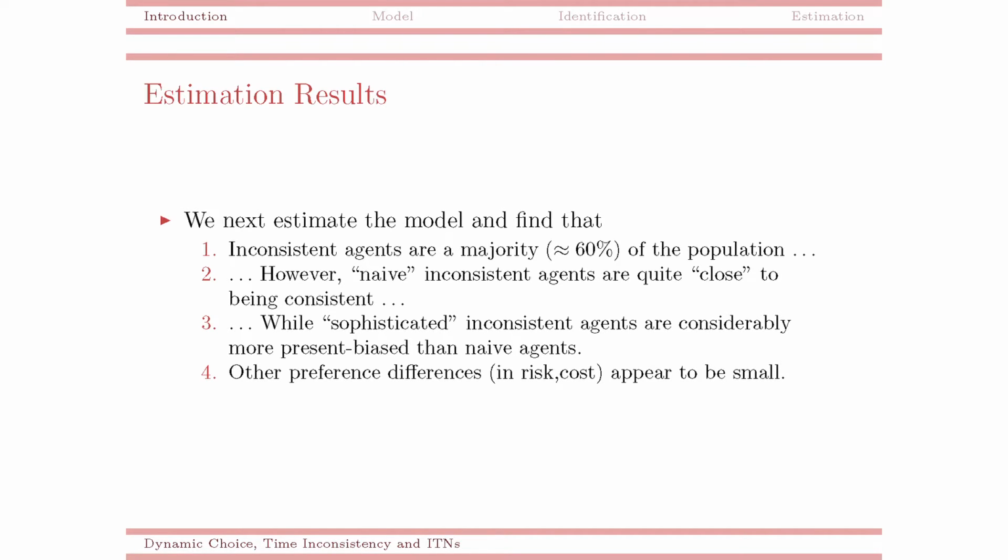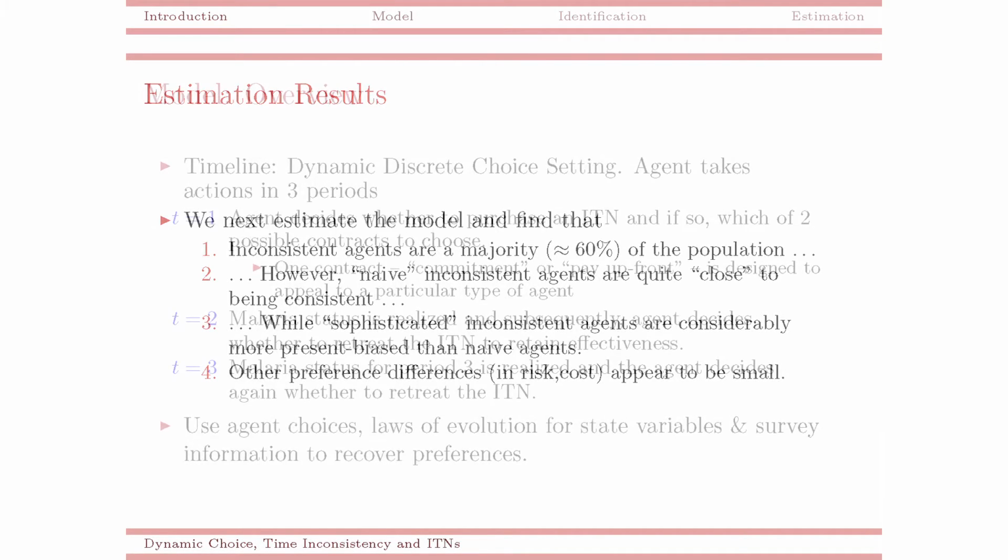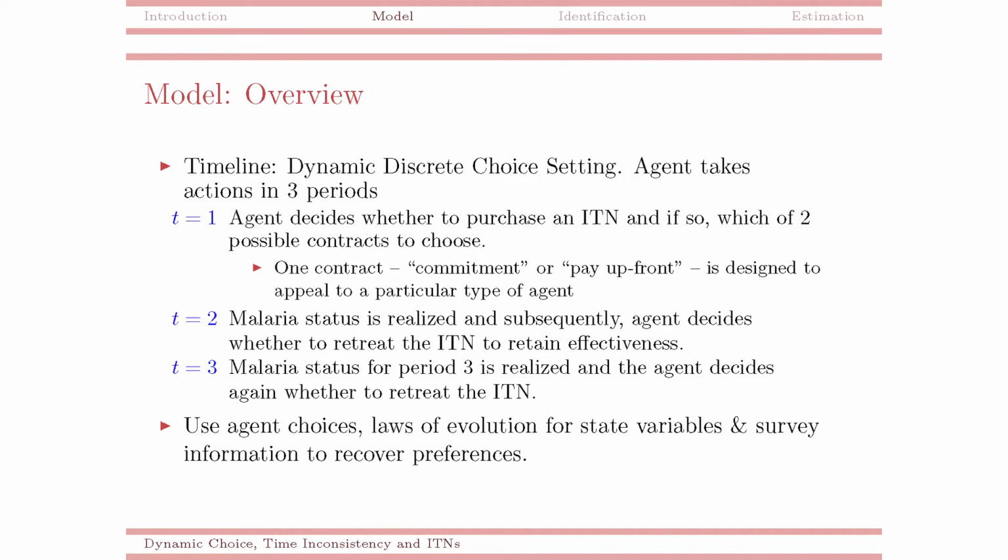Okay, so to give you an overview of the model, I'm going to present a very stripped down version of the model. It's going to be a dynamic discrete choice model with finite horizons. The agent is going to take action in each of 3 periods. So in the first period, the agent is going to decide whether or not to purchase an ITN, and if so, which of 2 possible contracts to choose.